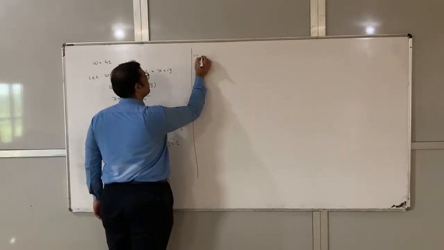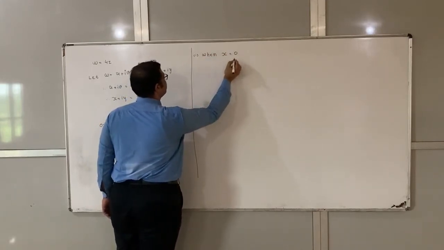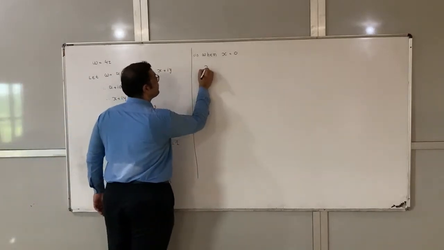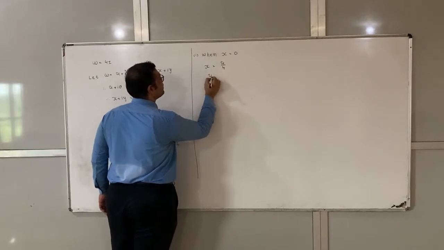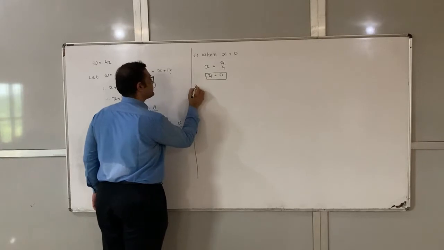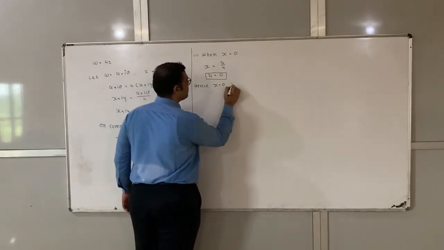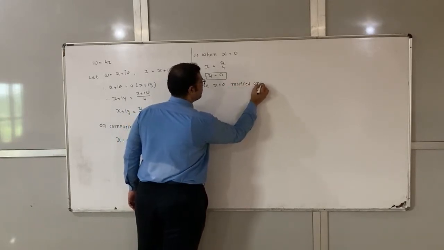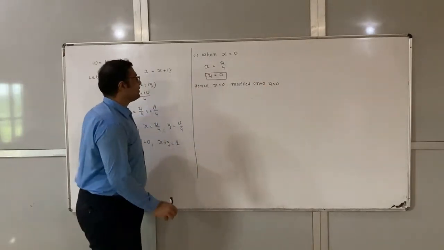First case, when x is equal to 0. So here x is equal to u upon 4. When x is equal to 0, u is also equal to 0. Hence, x is equal to 0 is mapped onto u is equal to 0.